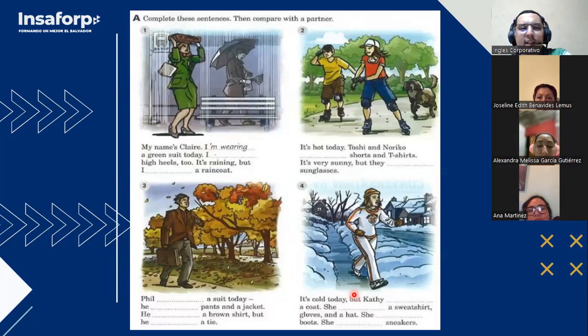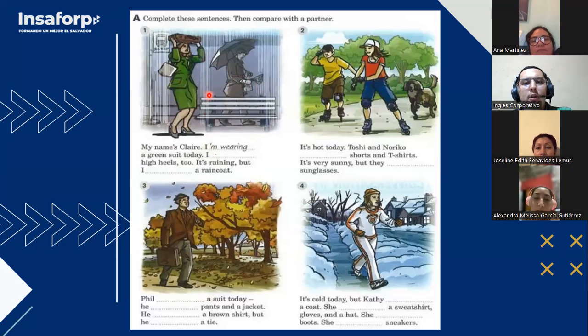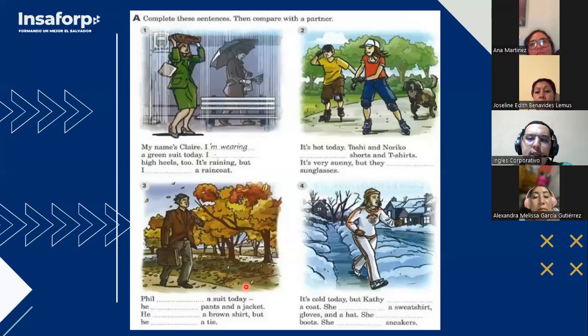Okay, how we finally end with each exercise. Let's go check now, but individually. I don't know who wants to help me with number one. Or I choose the one who is going to help. Okay, Ana Martinez, you're going to have number one. Who's going to help me with number two? Cecilia Montero, Jocelyn Edith Benavides, you're going to help me with number three.